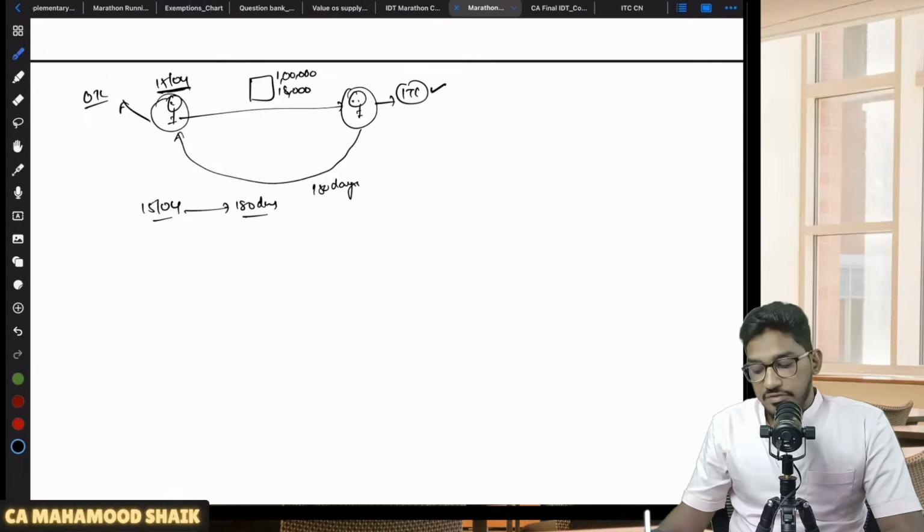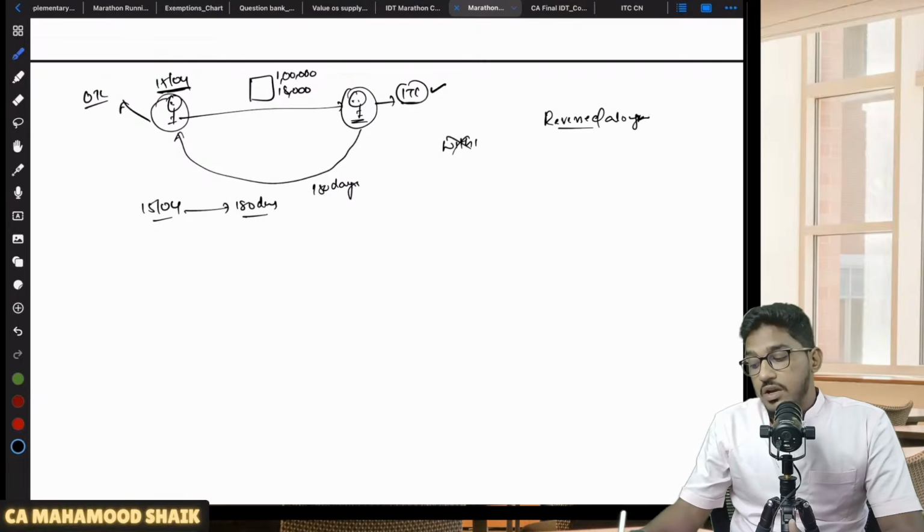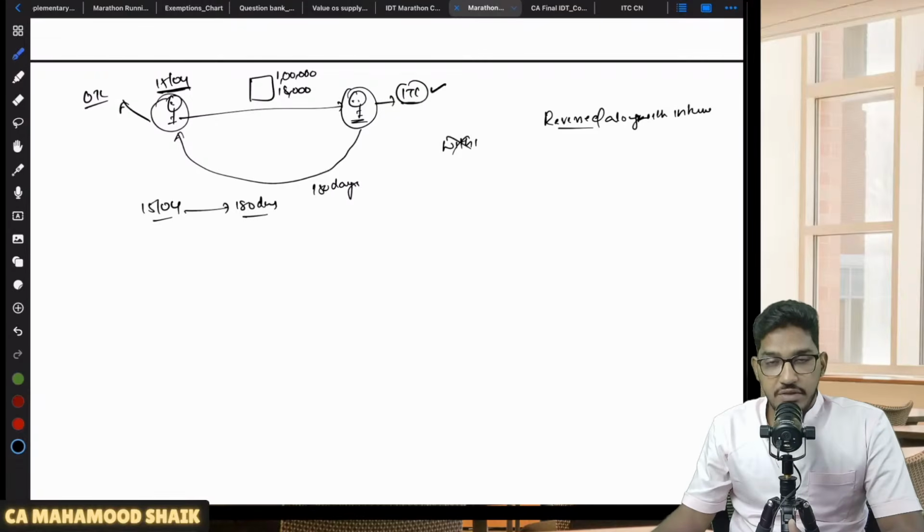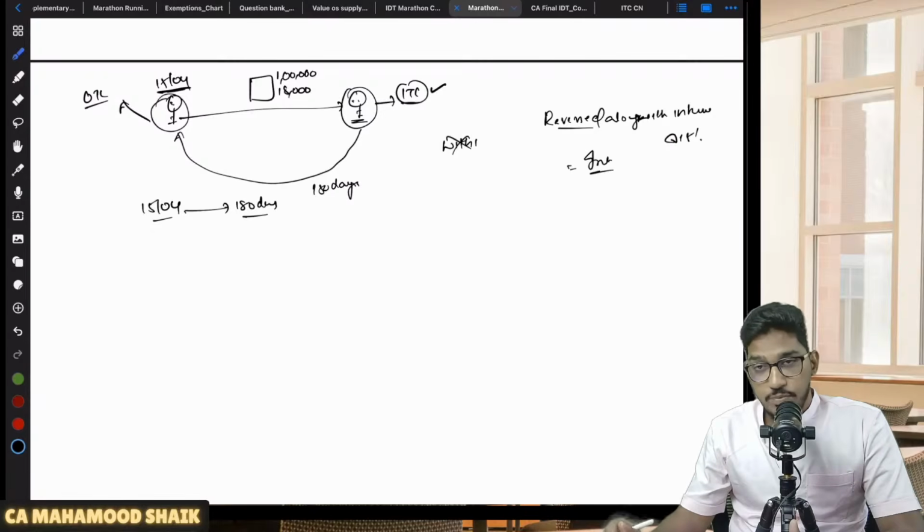Sir, what will happen if payment is not made within 180 days? If the payment is not made within 180 days, whatever ITC has been availed by the recipient should be reversed, along with interest. Here no relaxation, nothing. You are required to reverse the ITC you have availed along with interest. From the date of utilization till the date of reversal, you calculate the interest at the rate of 18% per annum.